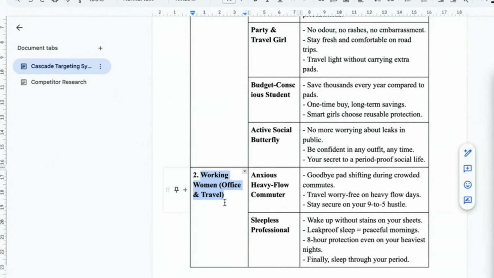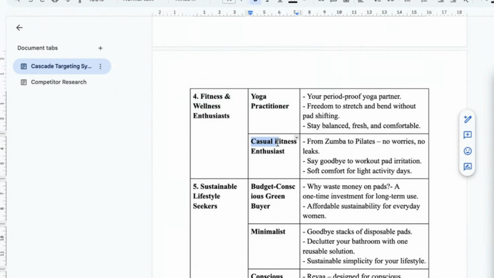In each and every segment we have different personas. Let's say a fitness and wellness woman can be a yoga practitioner, or a Zumba or Pilates girl. In that yoga segment we have three different angles of messaging. The very first one is your period-proof yoga partner.